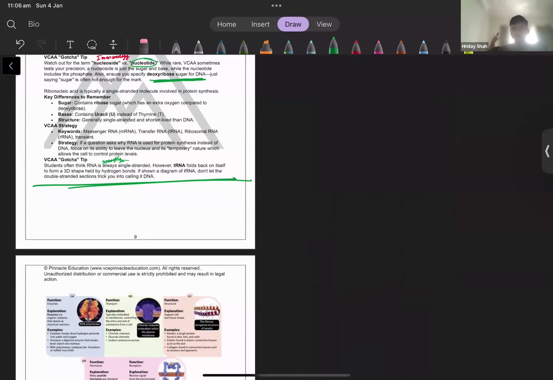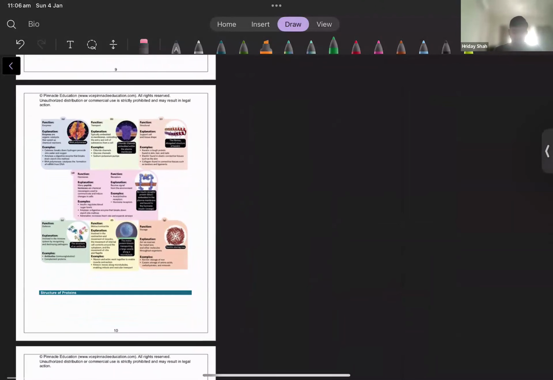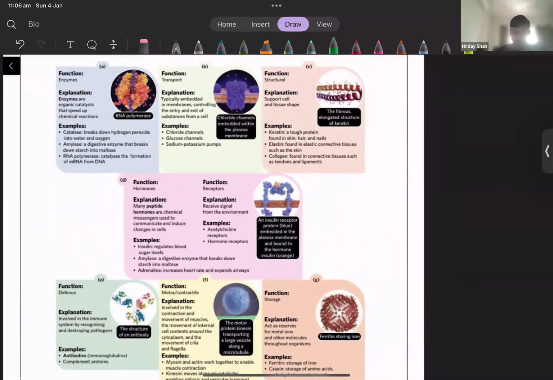Okay. So now that we've covered DNA, let's move on to proteins. Now, when you think of any function in the body, most likely it's going to be powered by proteins. So a lot of the things that are done in your body is done by proteins.